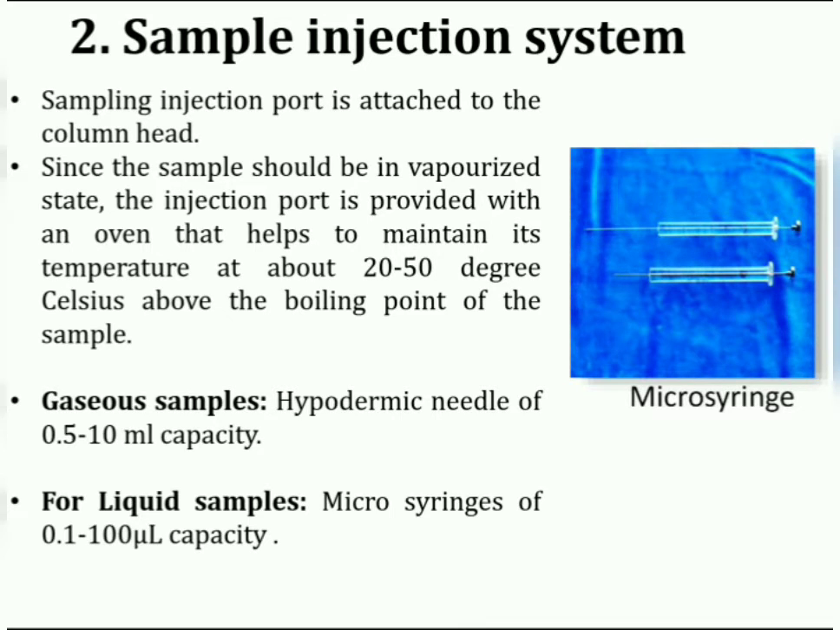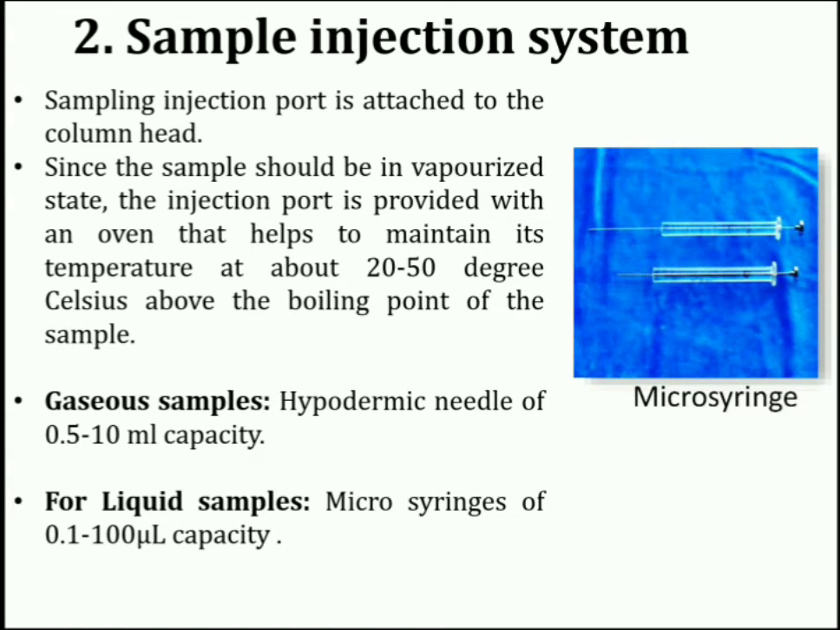Second part is the sample injection system. Sampling unit or injection port is usually attached to the column head. Since the sample should be in vaporized state, the injection port is attached with an electric oven that helps to maintain its temperature at about 20 to 50 degrees Celsius above the boiling point of the sample.